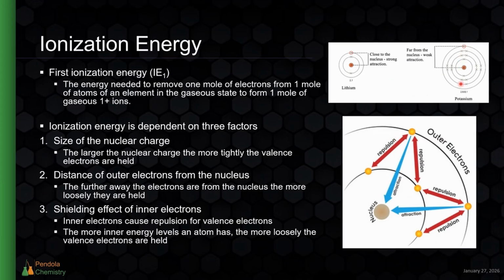The farther that distance becomes, like potassium versus lithium here, the less attracted that electron is, but also the more rings, the more energy levels we're going to see between them. Those energy levels on the inside are going to repel the ones on the outside, like we see here, and therefore are going to loosen the grip of the nucleus on that outer electron. The more loosely held the outer electrons are, the less energy it's going to take to remove them, and so the lower the ionization energy is going to be, especially the first ionization energy.